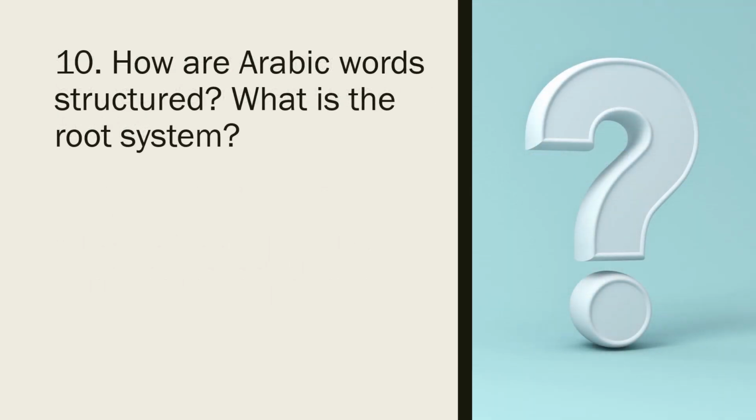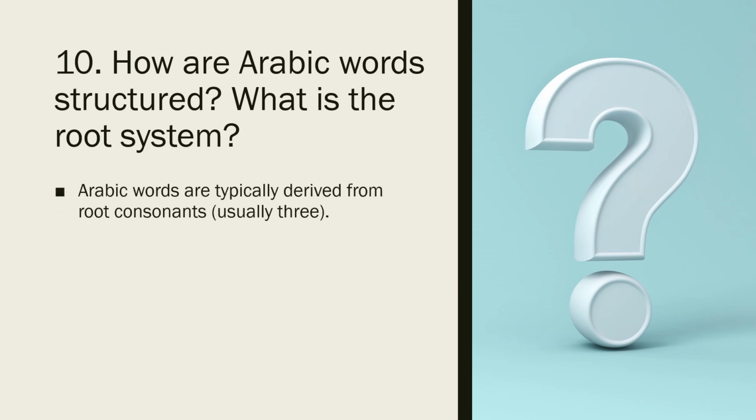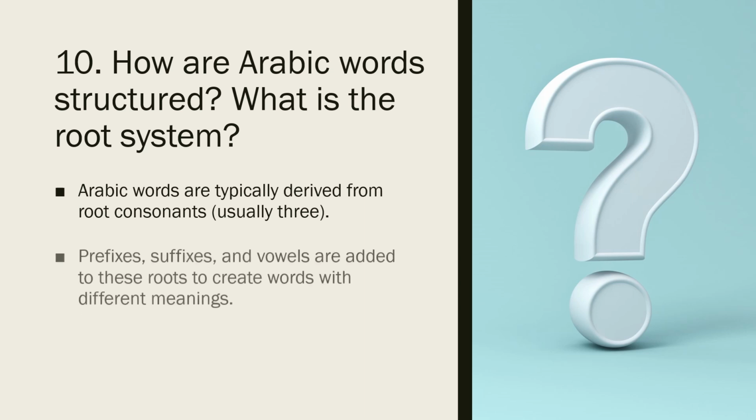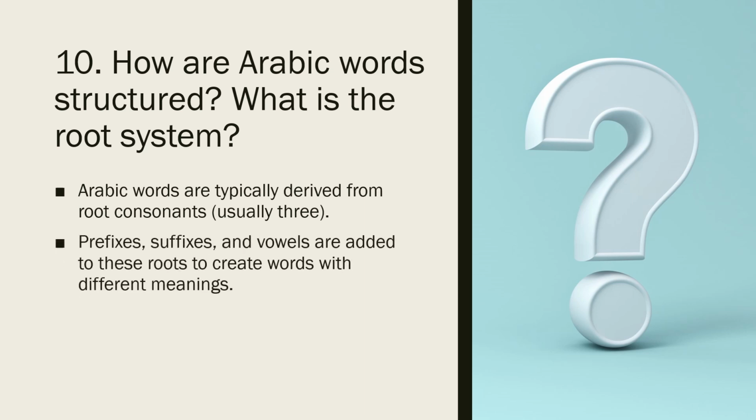10. How are Arabic words structured? What is the root system? Arabic words are typically derived from root consonants, usually 3. So prefixes, suffixes, and vowels are added to these roots to create words with different meanings.